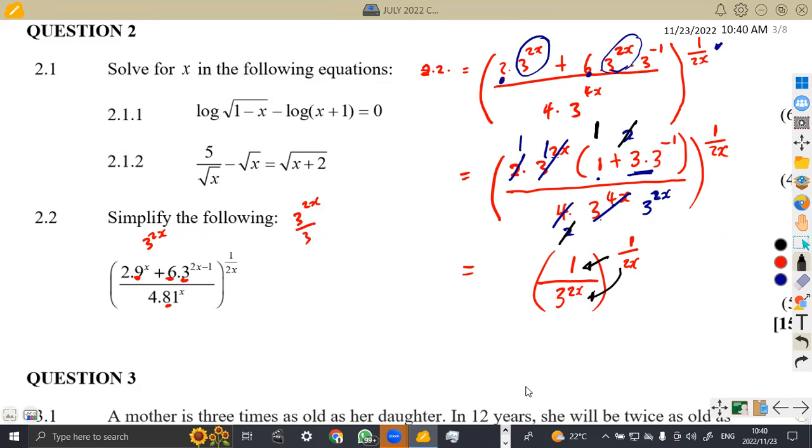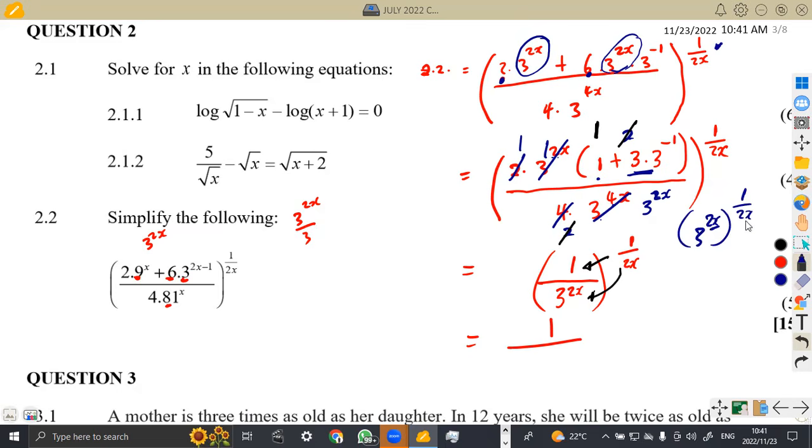But knowing that if you raise 1 to the exponent of any number, either to the exponent of 5 or to the exponent of 10, that one is not going to change. So 1 is going to remain as it is. So we are going to have 1 over, but here we are going to have something like 3 to the exponent of 2x to the exponent of 1 over 2x, like that.